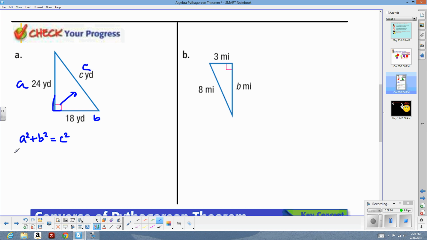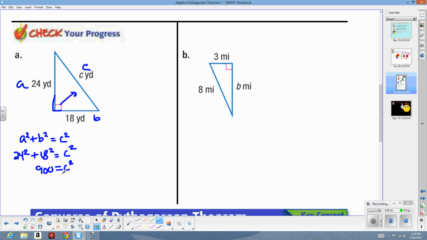So I'm going to write down 24 squared plus 18 squared equals c squared. Now you can go ahead and use your calculator and calculate 24 squared plus 18 squared. That's 900 on the left, and we still have c squared on the right.